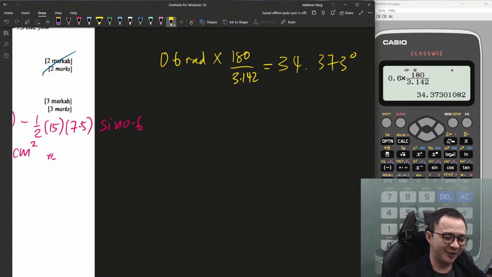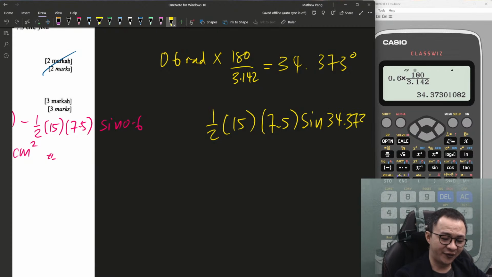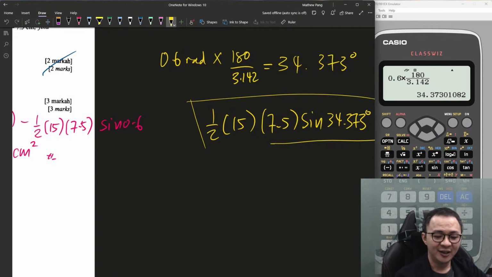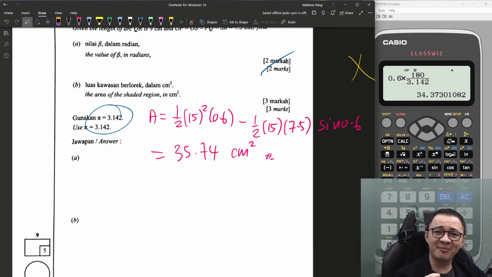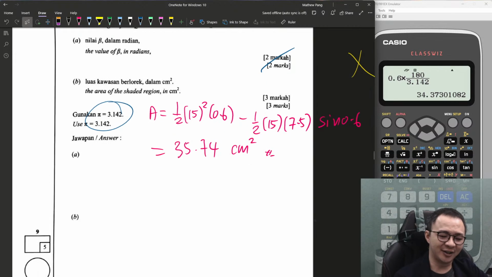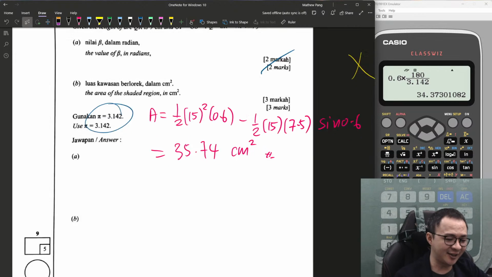Then only you type the triangle, half, 15, 7.5, then sine 34.373 degrees. Change your calculator back into degree, type this triangle, and then use the sector to minus it. But like I say, I'm a math teacher also. I don't think this is necessary. I don't like to do extra steps unless the extra step is very important. But in this case, since everything can be done in a calculator, no point doing that. But just in case some students need it.